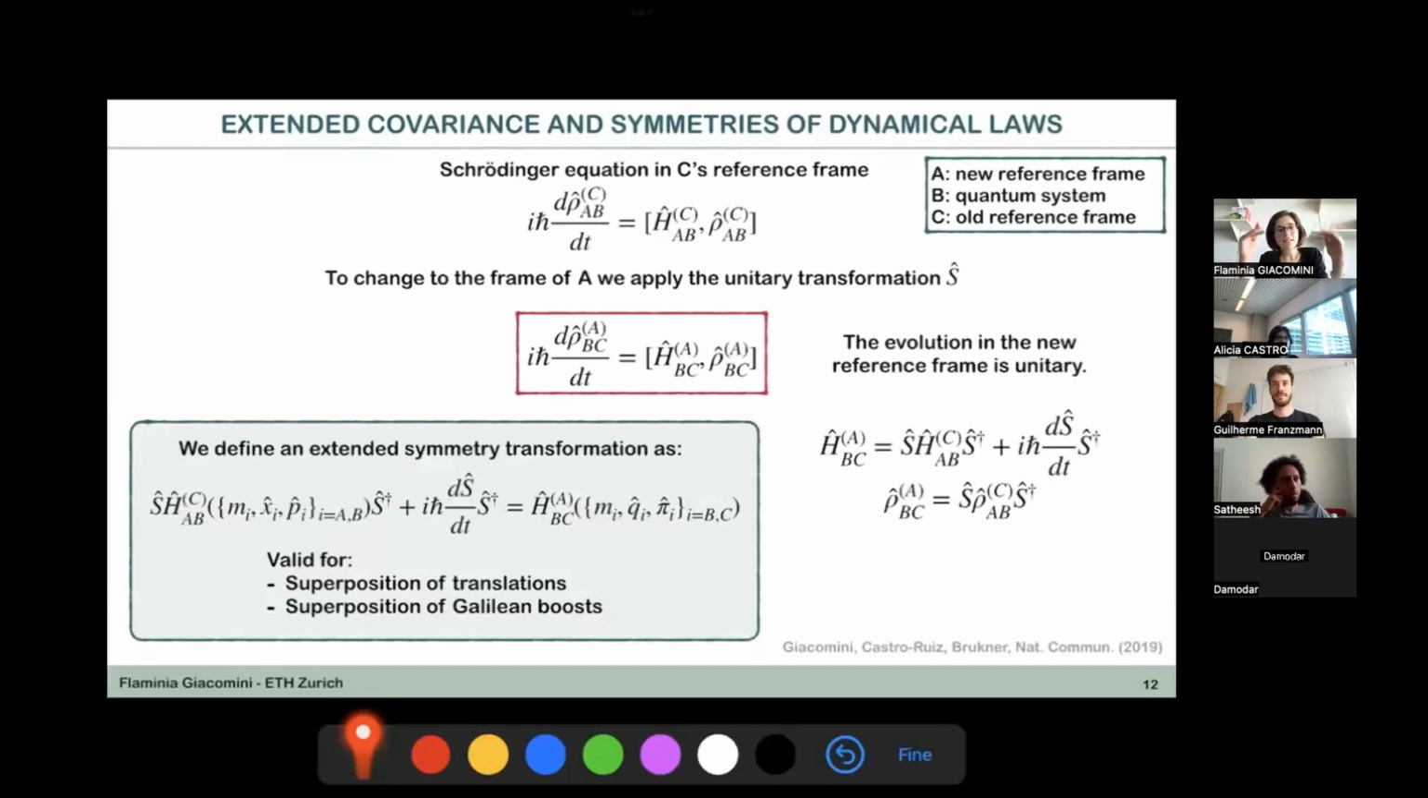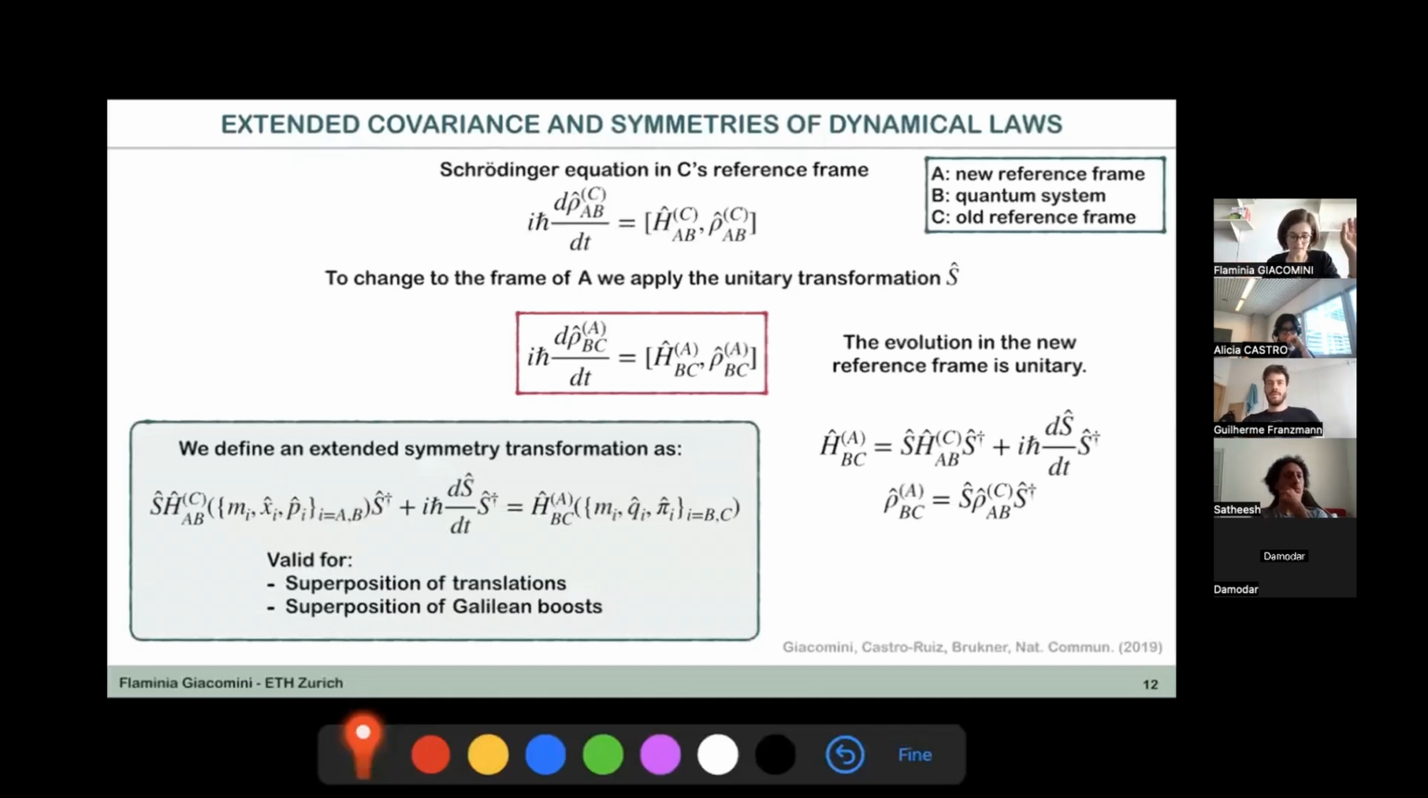But now we define an extended symmetry transformation as a transformation that, given an initial Hamiltonian of A and B that depends on the mass, the position, and the momentum of the quantum systems A and B, maps this through this relation into the Hamiltonian with the same functional form, but with all labels A swapped to label C. So wherever I had the mass of A, I write the mass of C. Wherever I had the position of A, I write the position of C. Wherever I had the momentum of A, I write the momentum of C. So that's just our definition.